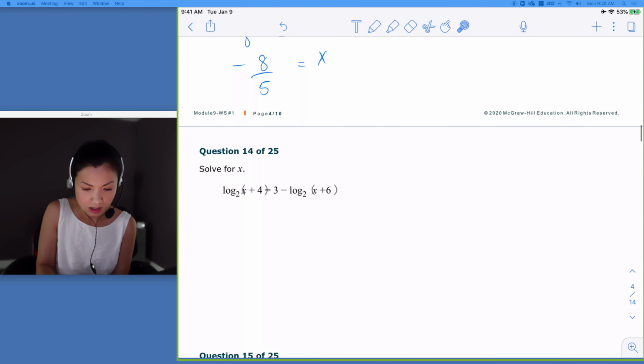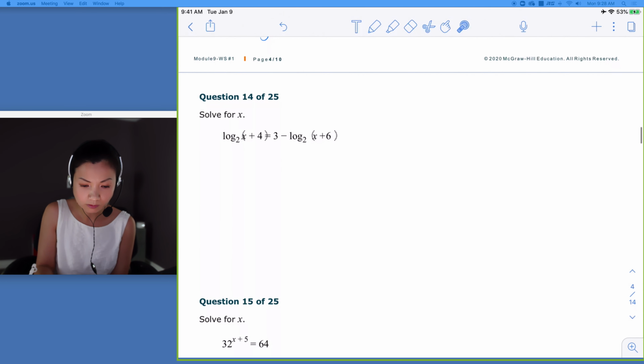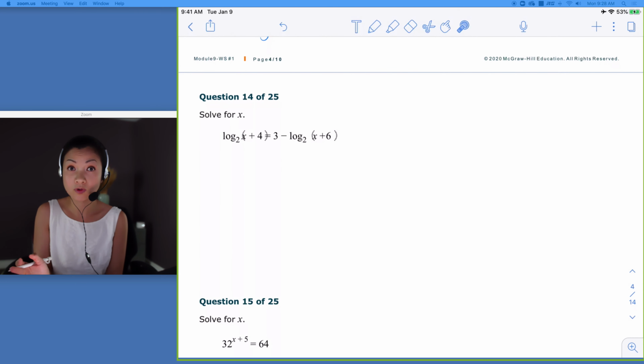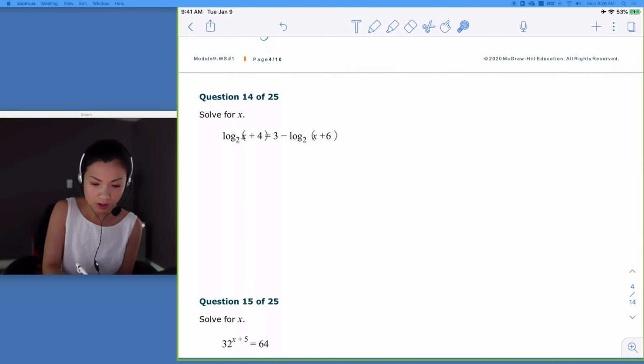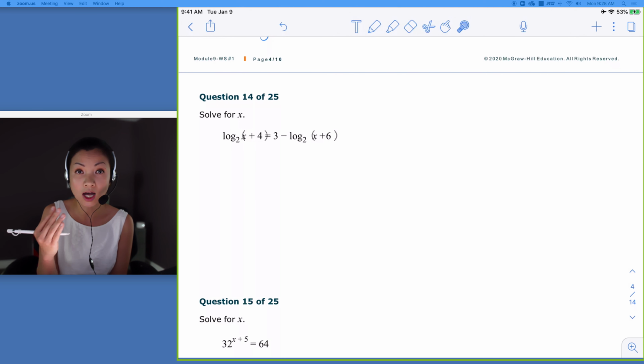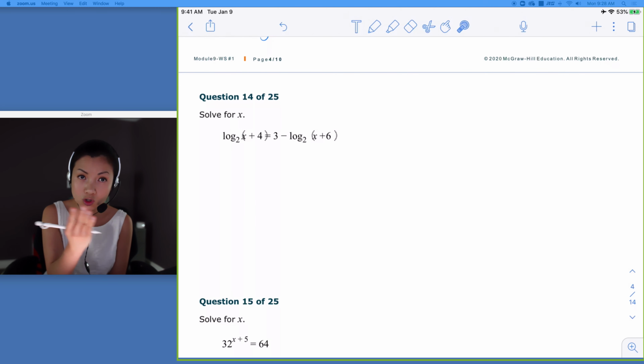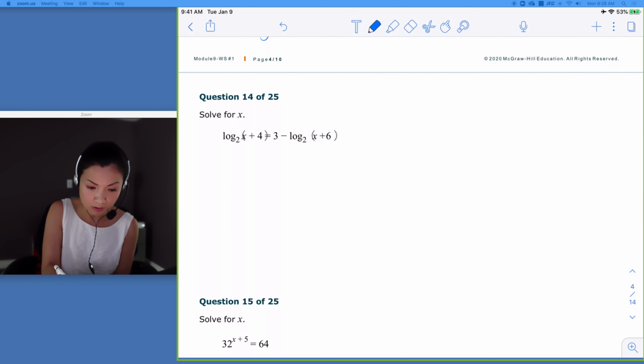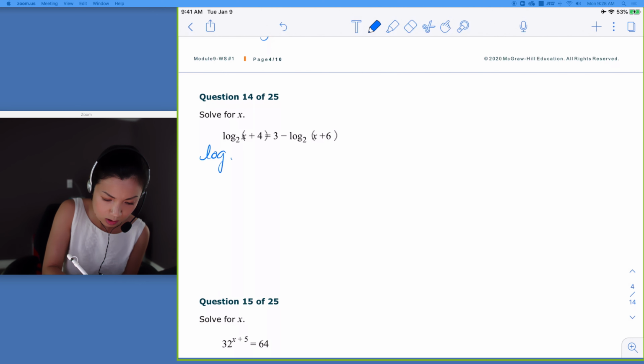All right, number 14. Okay, so for number 14, you see that we have log here, and then we have a number. Okay, so the first thing you need to do is isolate the log, right? But we have two logs. So first we have to move them together. So the first thing I need to do is take the log and add. So I have the logs to one side.